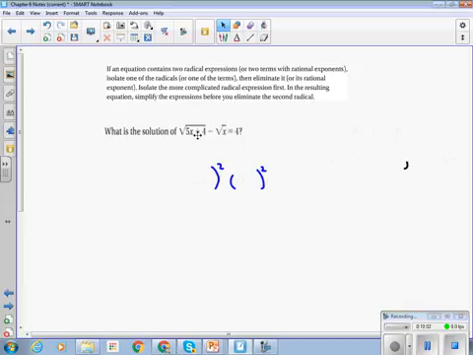This guy's more complicated. He's got more stuff going on inside of him than this guy. So I'm going to go ahead and move my square root of x over so that I get 5 square root of x plus 4 and 4 plus square root of x.